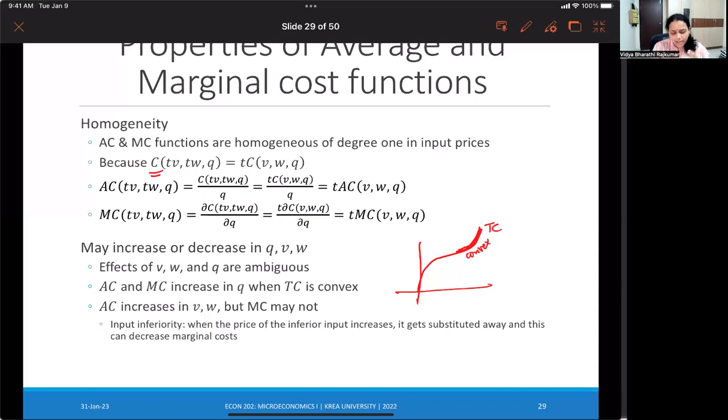Now, your average costs will climb up when the price of inputs goes up, but we can't say that with a great degree of confidence for the MC, marginal cost. This is because in the rare case when one of your inputs is inferior, if it becomes more expensive, you will use less of that input. And when you use less of an inferior input, your costs will actually start going down. So your MC may fall when input prices go up.